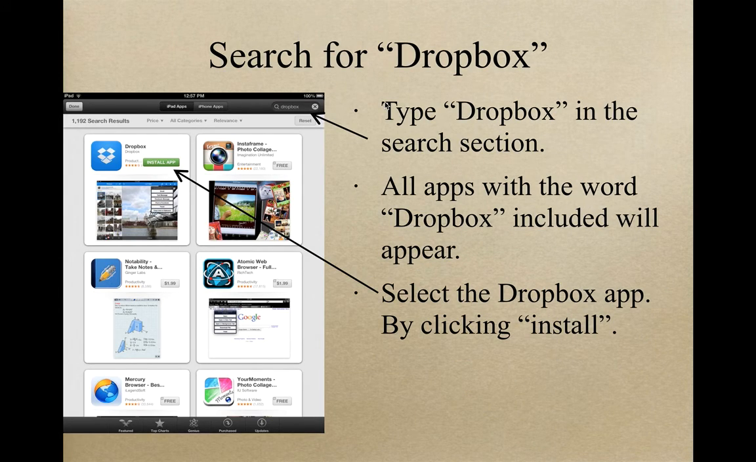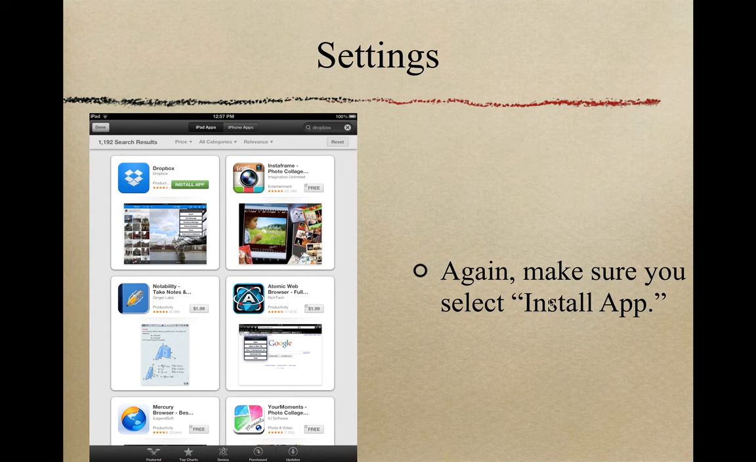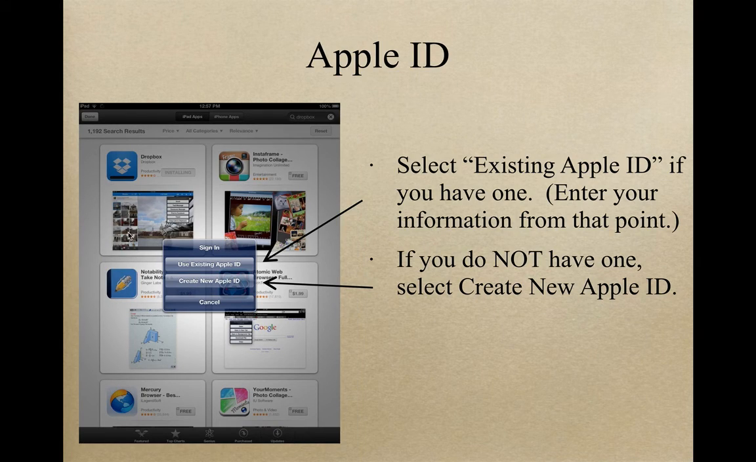So we're going to open up that App Store. We're going to search for a free app. This one is going to be called Dropbox. So we're going to type in Dropbox up here. And then we're going to select Install App, or it may have the word Get there, so we're going to touch that. Then when it opens up, again, we're going to make sure to install the app. This prompt is what we're going to look for. So if you already have an Apple ID, you're going to use existing Apple ID. If you do not have an Apple ID or you do not have your own Apple ID, this is where you're going to select Create New Apple ID.